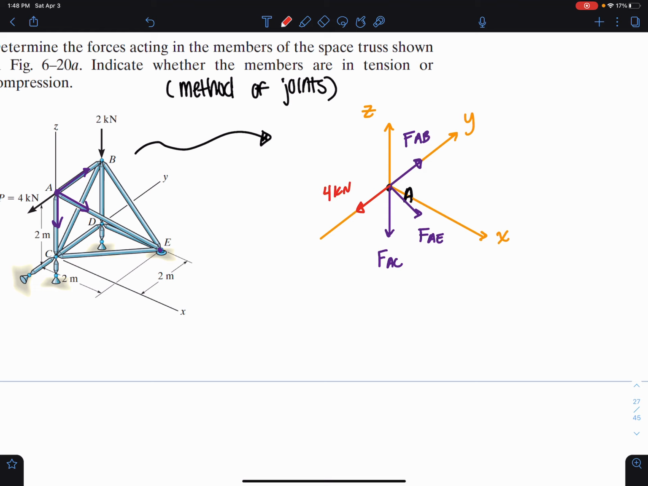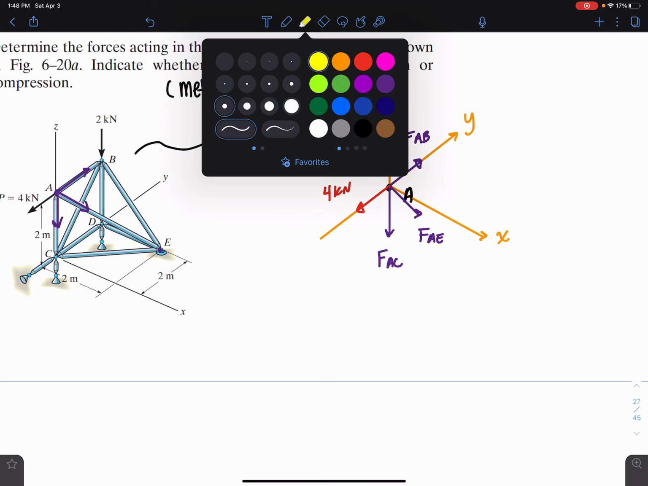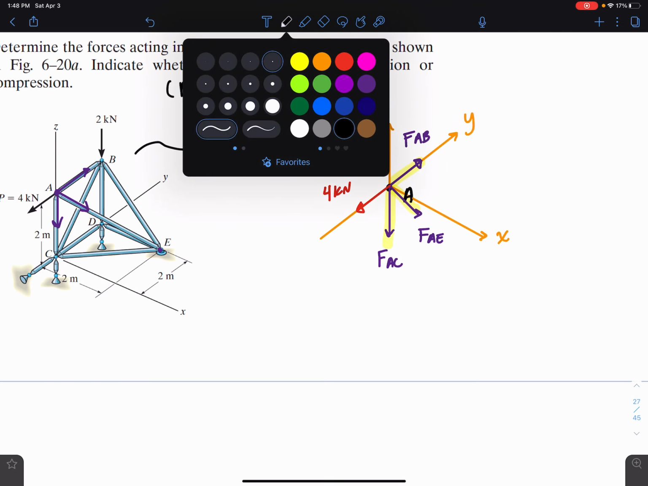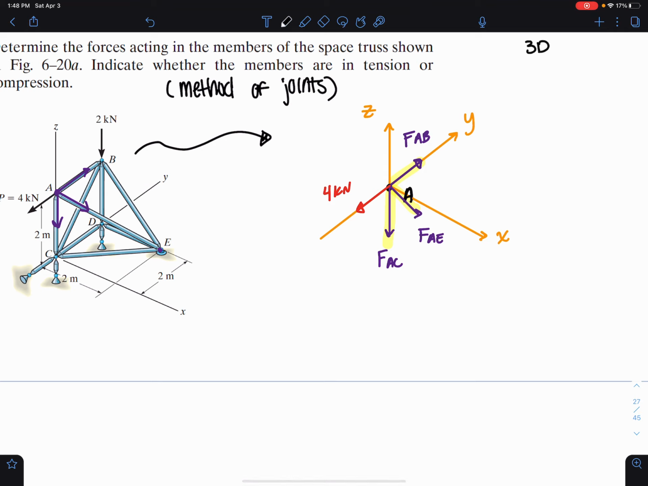We've accounted for everything. So one of the reasons I picked joint A here is because we have 3 unknowns. Right? We have 3 unknowns, 1, 2, and 3. And we know that for method of joints with 3D systems with space trusses, we have 3 equations. We have summation of forces in the X, summation of forces in the Y, and summation of forces in the Z. So we're good to go in solving for this.